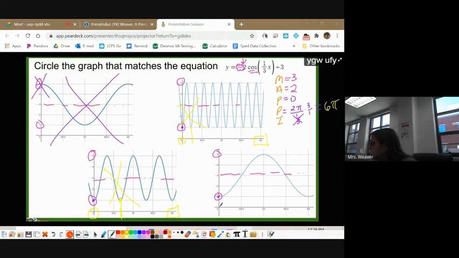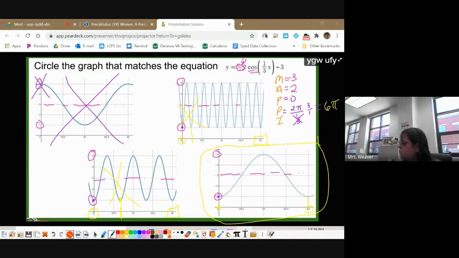Okay. This one starts at 0 and it finishes its cycle right here at 6 pi. Ding, ding, ding. I think we have a winner. You can double check your interval to be sure. 6 pi divided by 4 simplifies down to 3 pi over 2. And sure enough, on that teeny screen that you can't see, that is 3 pi over 2 that it's counting by there. Okay, so that's our correct graph. Questions about that?